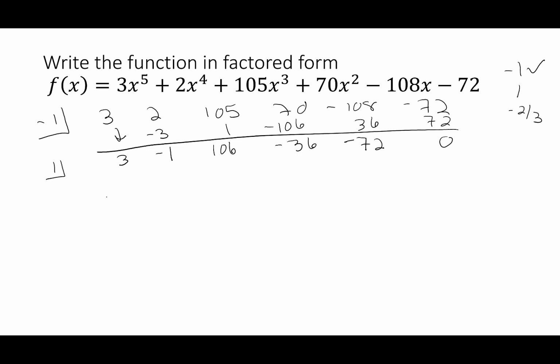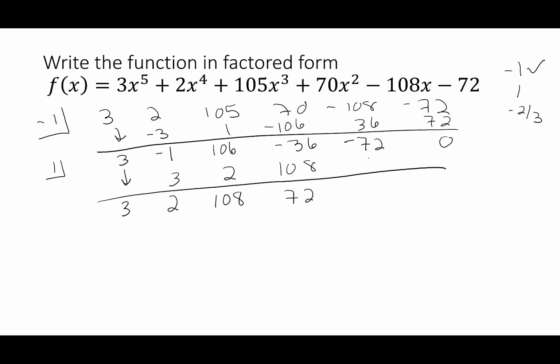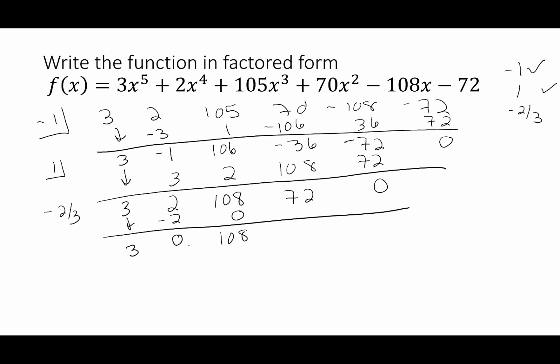Let's go on to the positive 1. Bring the 3 down. Multiply by 1, I get 3. That gives me 2. 2 times 1 is 2. I get 108. I add 108. That gives me positive 72. Times 1 is still 72. There's another 0. One more number, negative 2/3. 3 comes down. Times negative 2/3 is negative 2. That gives me 0. 0 times negative 2/3 is still 0, which is 108. Negative 2/3 times 108 gives me a negative 72, which gives me 0.